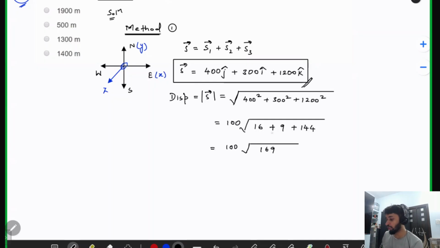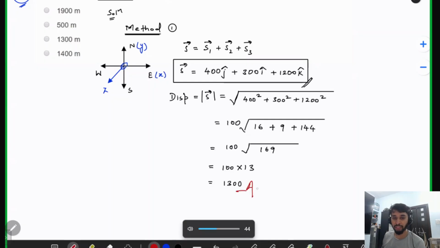16 plus 9 equals 25. 144 plus 25 is 169. So this becomes 100 into 13, so basically 1300. So this will become the displacement here. This only will be the answer in this case.